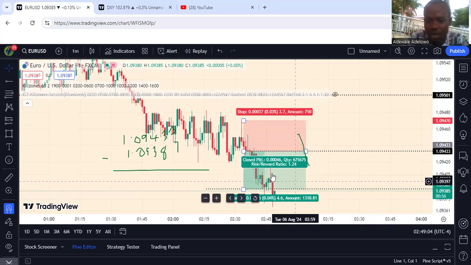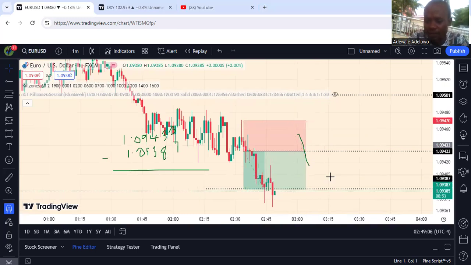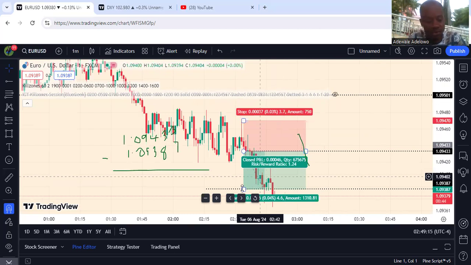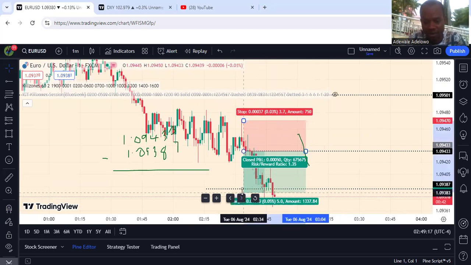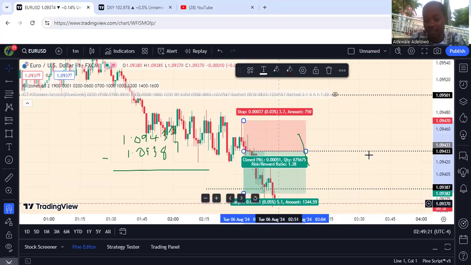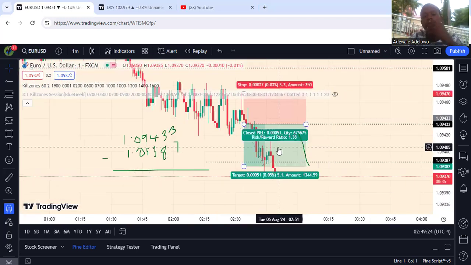Now, I said that this market will move to this point, and the market actually moved there. That means I have gained 4.6 pips. Let's say the market moved to 5 pips. You see this thing that you're seeing there? That's 5 pips, all right? Now, how do I convert 5 pips to profit since I am right?